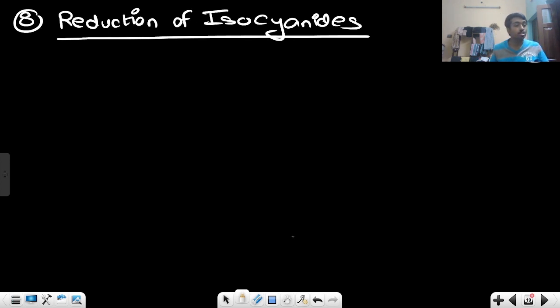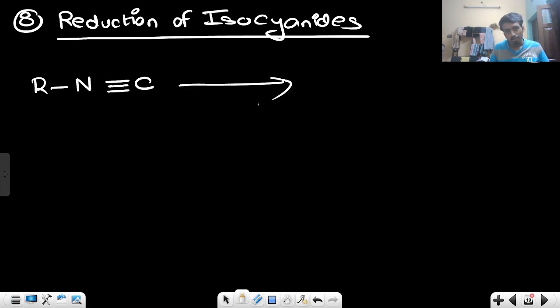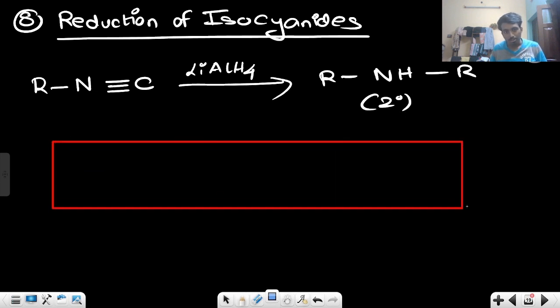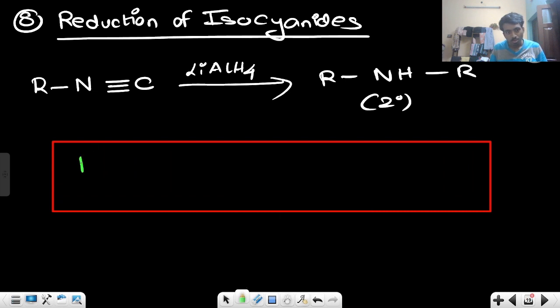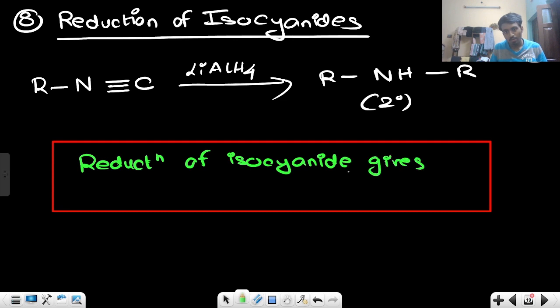Next one, reduction of isocyanide. Isocyanide is basically R-N triple bond C. So if you reduce the isocyanide, then instead of 1 degree amine, you will get 2 degree amine. So you will get RNHR. Remember, very important, reduction of isocyanide gives 2 degree amine. So whenever you are reducing isocyanide, you will get a 2 degree amine, that you have to remember, because it will be required in your JEE board process. Okay, clear?